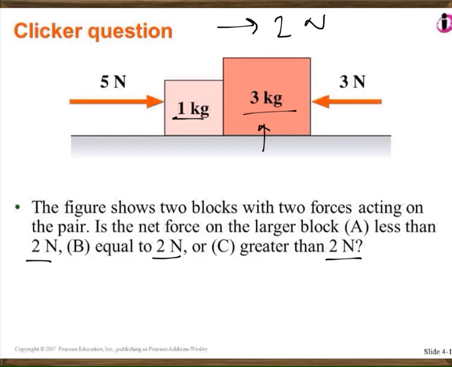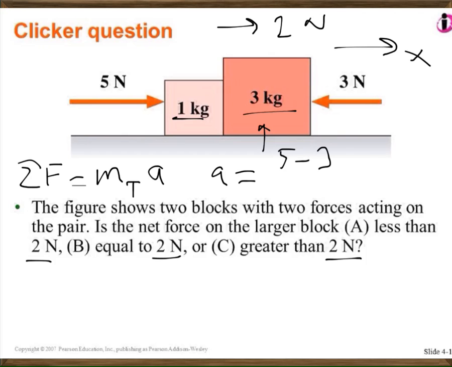Let's find this acceleration first. The total force is 2, right? Let me write it in more compact notation. The total force is equal to the total mass, this m_t is the total mass, times the acceleration of the whole body. So the acceleration is the total force, 5 minus 3, because we are taking the positive direction as positive, divided by the total mass 4, and it is 1/2. So each block has an acceleration of 0.5 meters per second squared. Good.